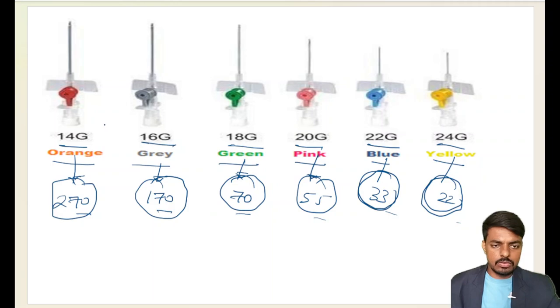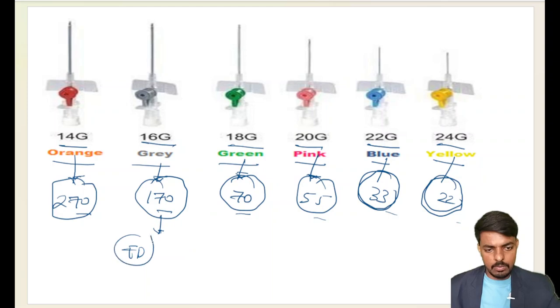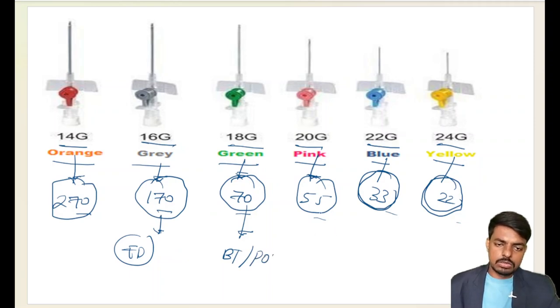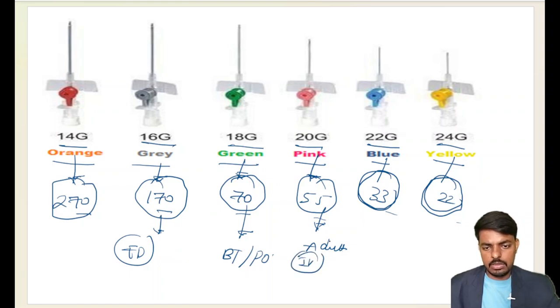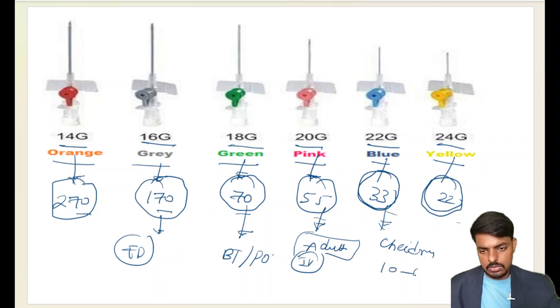The orange color one you will use rarely, and the 16 gauge one you will use in the emergency department. Okay, very important. And the 18 gauge, that is the green color, we will use for blood transfusion and for pre-operative patients. The pink color one you will use regularly in adults, routinely for IV fluid transfusion and all, and the blue color. There is no specificity for this cannula, but you will usually use it in children between the ages of 10 to 16 years.